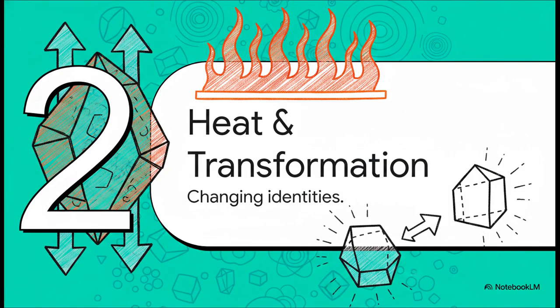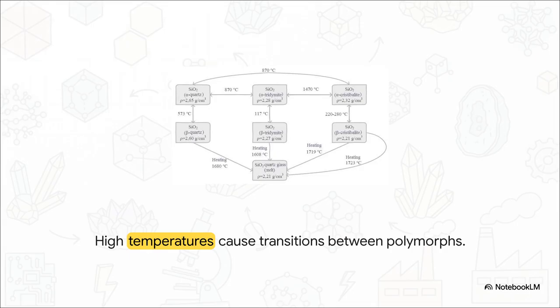Moving right along to Section 2, heat, pressure, and transformation. This is where we talk about forcing these minerals to change their identities. Take a look at the intense temperature thresholds mapped out on this flowchart, showing how silica transitions from one polymorph to another. Now, you might be thinking, okay, so what? Why does a temperature chart matter? Well, manipulating these exact temperature thresholds is literally how we manufacture the modern world.